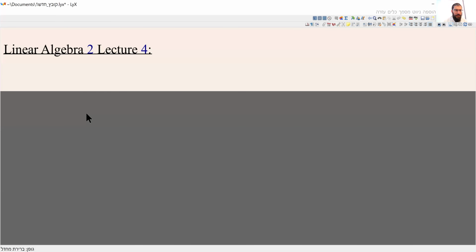Indeed, the trace of A, the sum of the elements on the diagonal, is 1 plus 4. It is actually 5. So it's minus a11, minus a22, minus 1, minus 4. It is minus 5. It is a1.